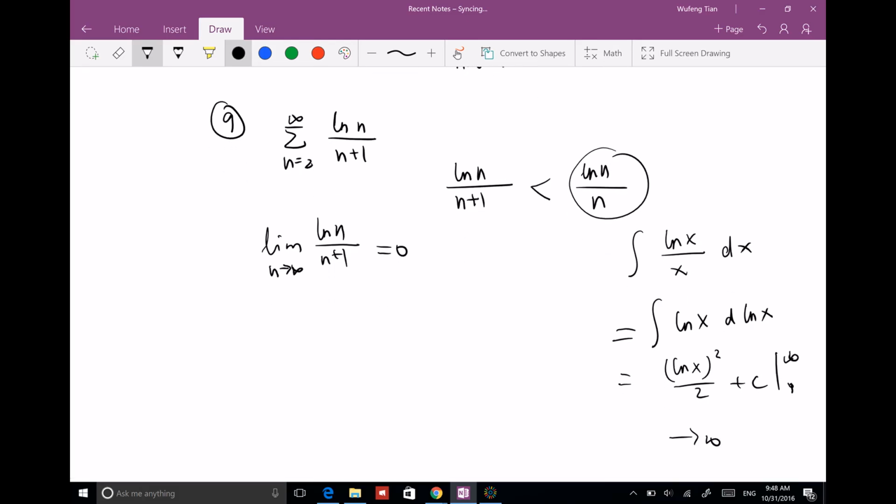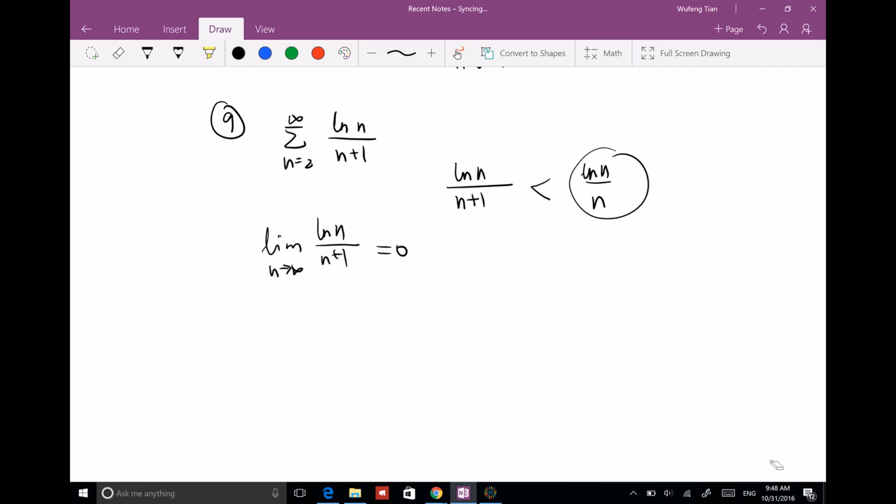But the problem is, this one diverges, and this is smaller. I cannot tell anything about the smaller one. The big one, yes, I can use the integral test and see that it diverges, but I still cannot tell if that smaller one diverges or not. So this one is not really working well. So normally what you need to do is have a quick estimation. You think this one diverges or converges.